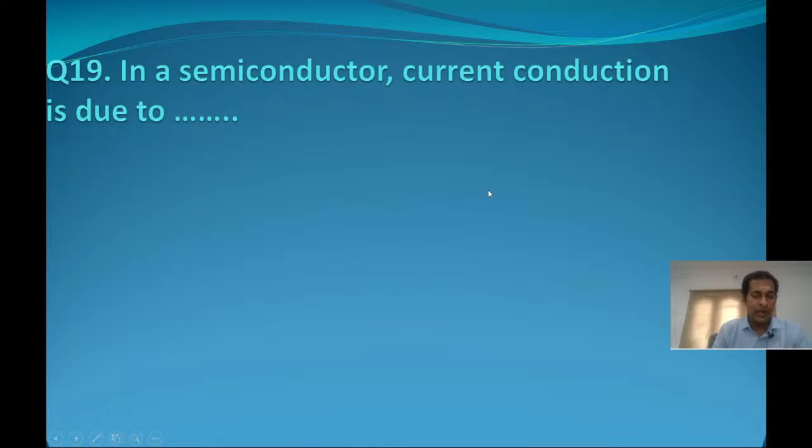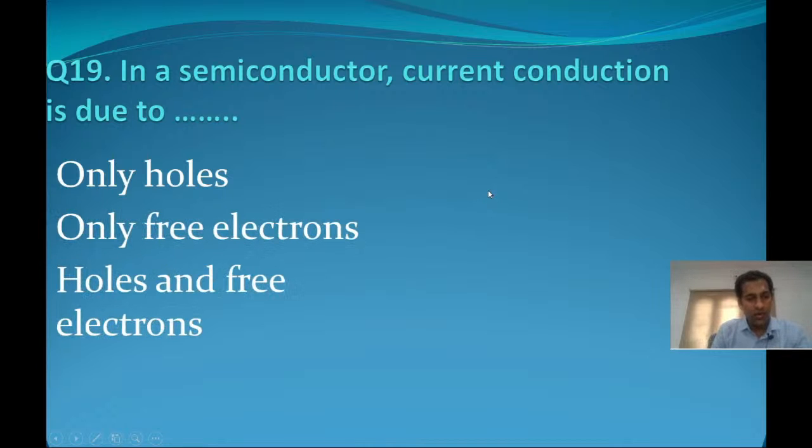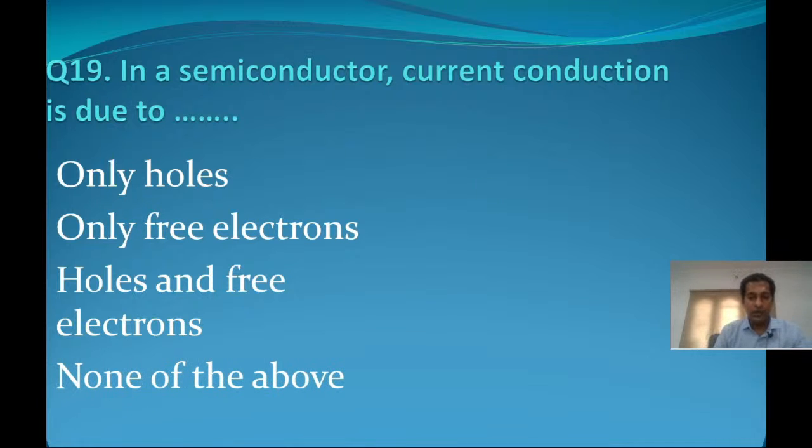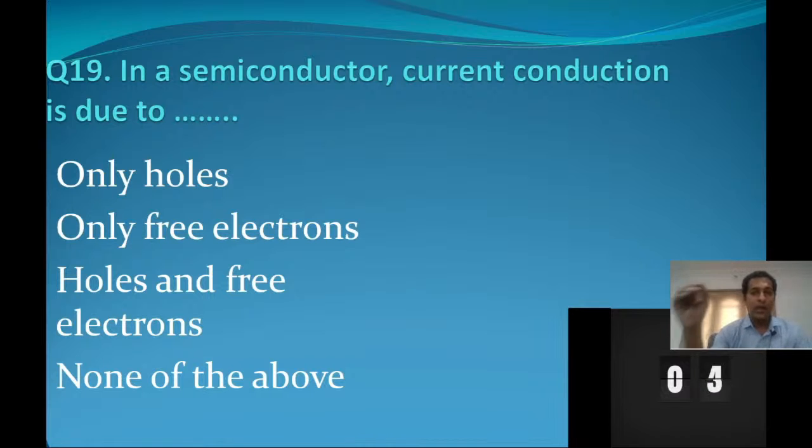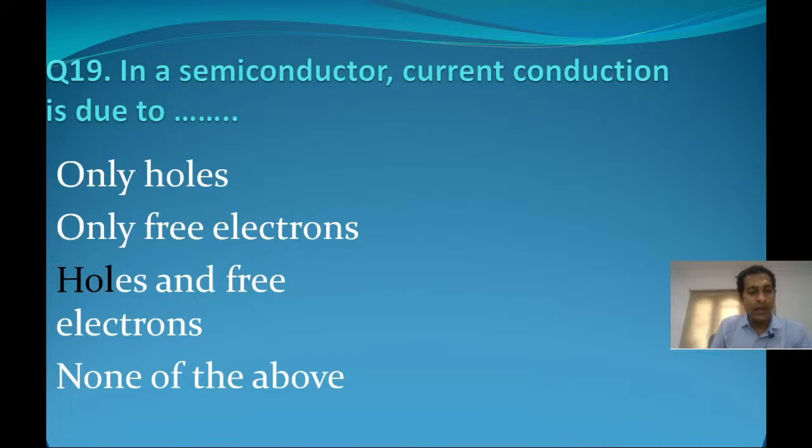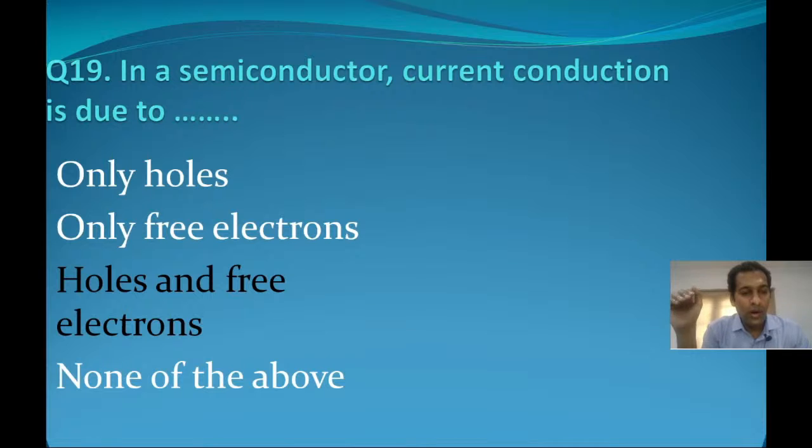The next question is: in a semiconductor, current conduction is due to dash dash. Is it due to only holes, only free electrons, holes and free electrons, or none of the above? Your time starts now. In a semiconductor we have current. So what is the reason behind that current? Who formed the current? Either holes or free electrons, both of them, or none of them. Your time ends now, and the answer is free electrons and holes.